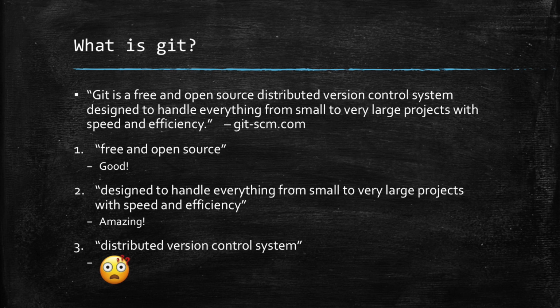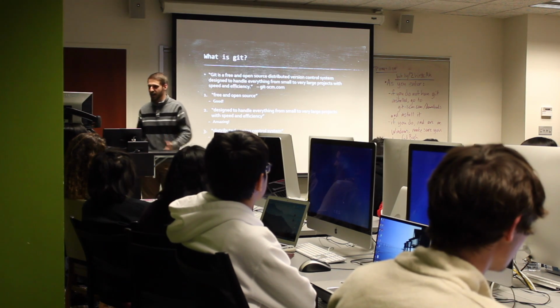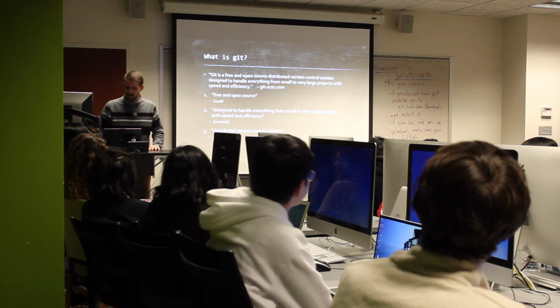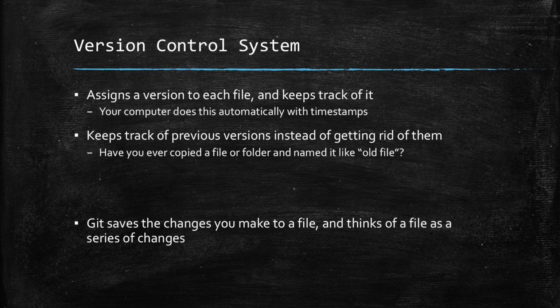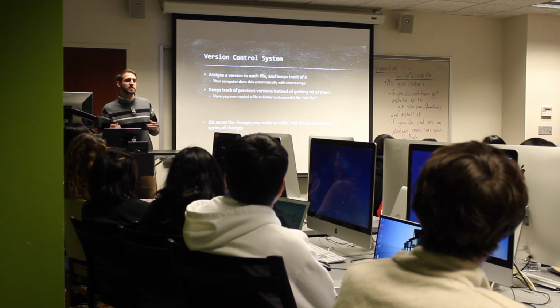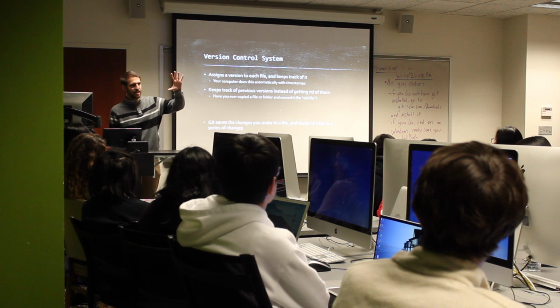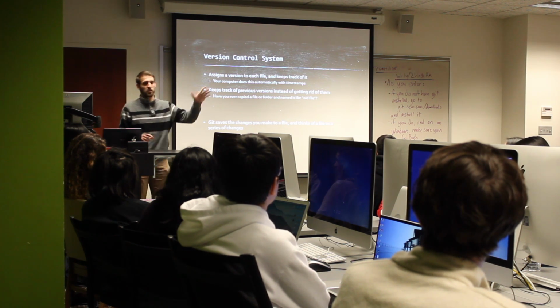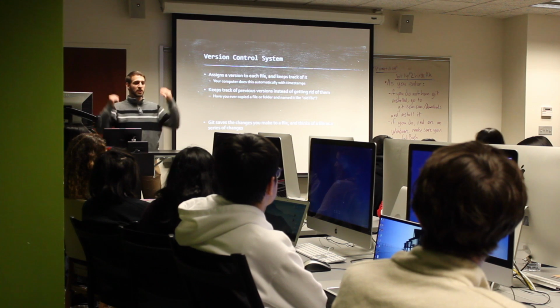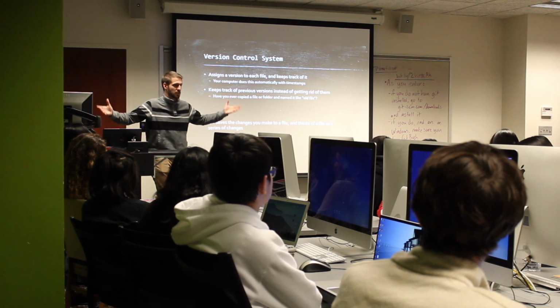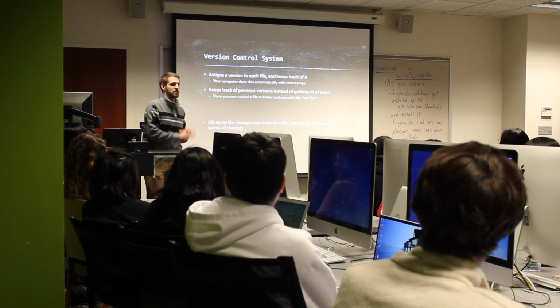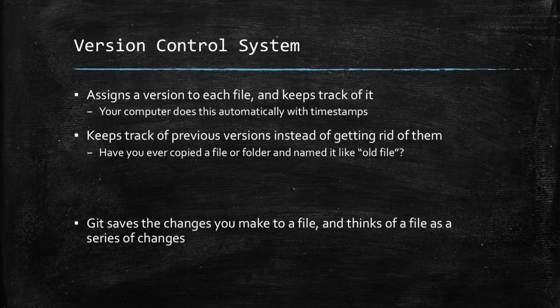Distributed version control system. This is what we're going to break down, as the little emoji will tell you. So, version control system. Basically, what a version control system does is it assigns a version to each file and keeps track of it. This doesn't have to be complicated. If you've ever had an essay and you saved it as SAV1 and then you copied it and called it SAV2, congratulations, you implemented your own version control system because you're controlling versions. Pretty simple. Your computer automatically does its own sort of version control with timestamps.